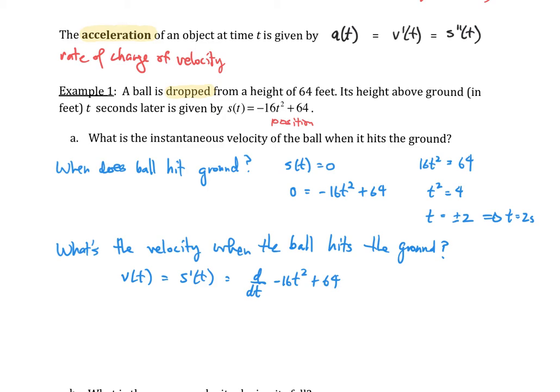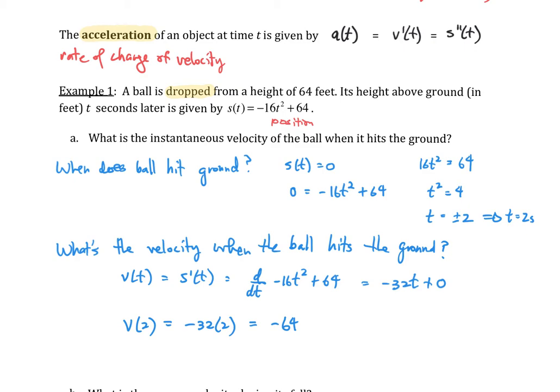Okay, so let's take the derivative. When we take the derivative, we're going to get negative 32t plus 0. Now, to answer this question, all I need to do is take the time I found earlier and plug that into the velocity equation. So v of 2 is going to be equal to negative 32 times 2, and when I simplify that, I'm going to get negative 64.